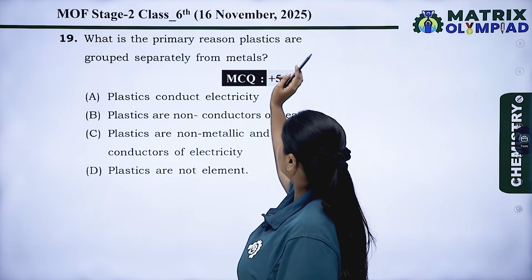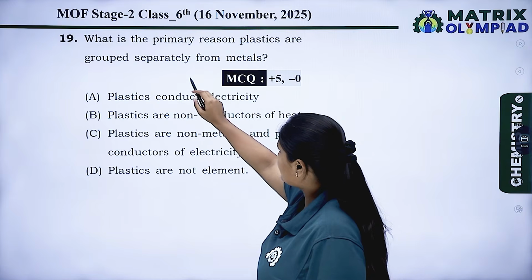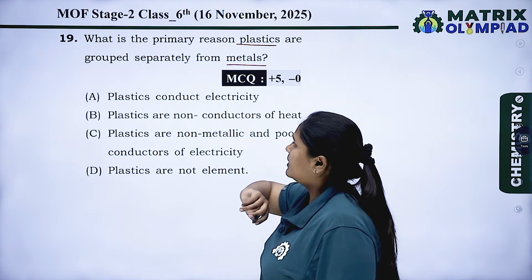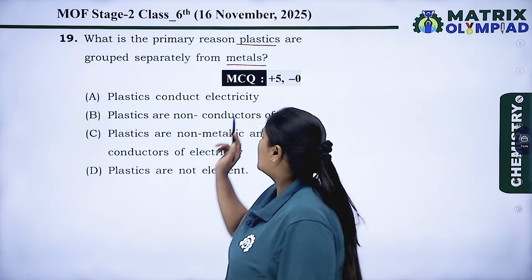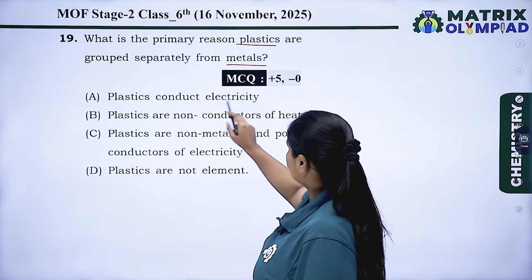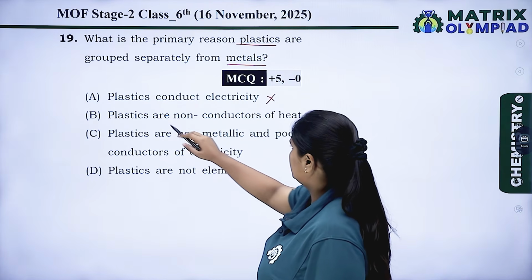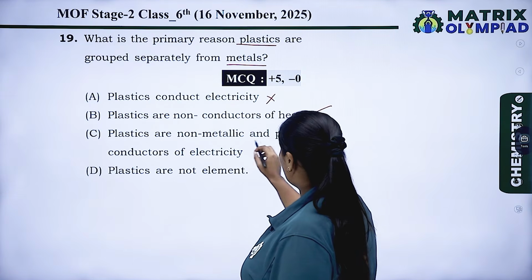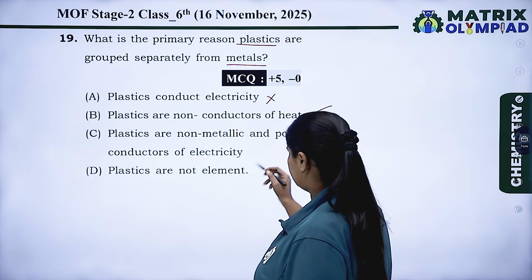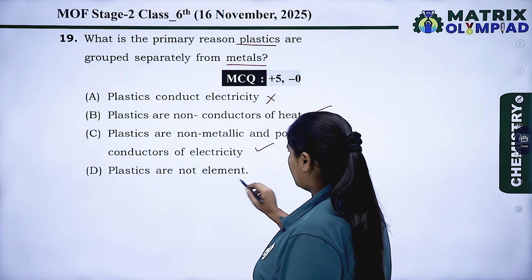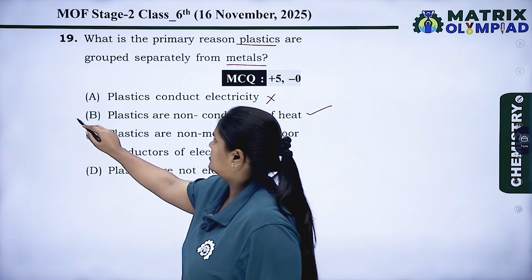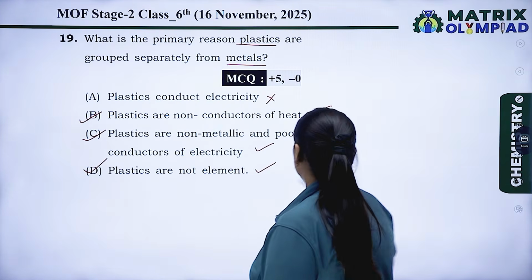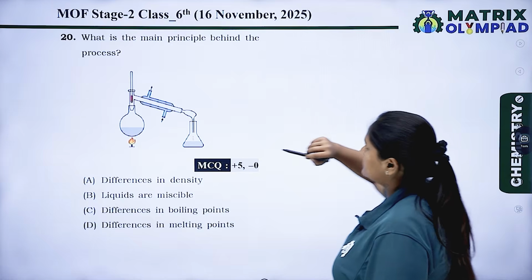What is the primary reason plastics are grouped separately from metals? We have to separate plastic and metals, both are different from each other. Plastics conduct electricity? Obviously not. Plastics are non-conductors of heat, right? Plastics are non-metallic and poor conductors of electricity, right? Plastics are not elements, right? So options B, C, D are the right answer for this question. Now come to the next question.